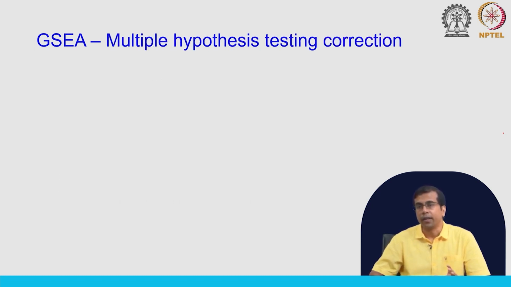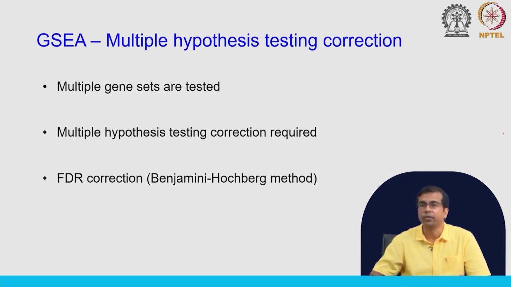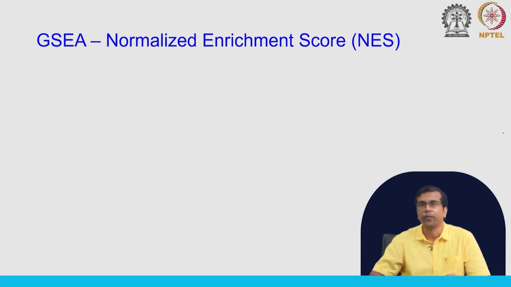In GSEA, we are again doing multiple hypothesis testing, because you are testing each gene set separately for the data set. So, you again have to do multiple hypothesis testing correction. This is required, and this is done through the FDR correction and the Benjamini-Hochberg method.